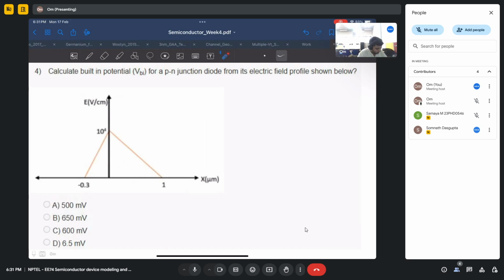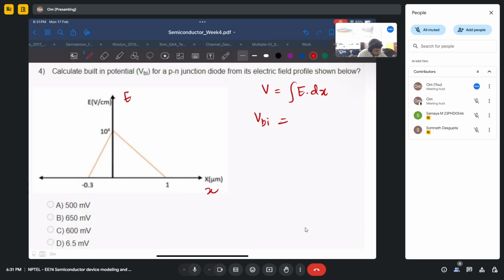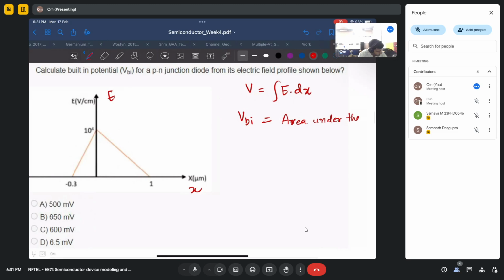So basically, what is simply voltage? Voltage is E dot dx, right? In this case, it will be the integration of E dot dx. So basically, VBI is nothing but this integration. We have this x versus E plot, so this is the area under the curve.